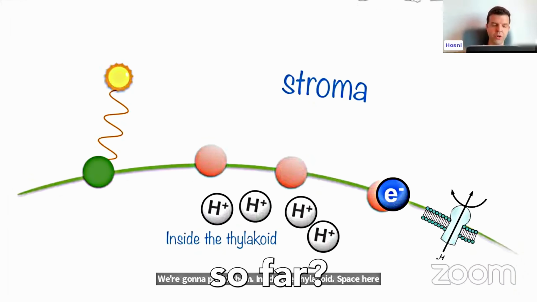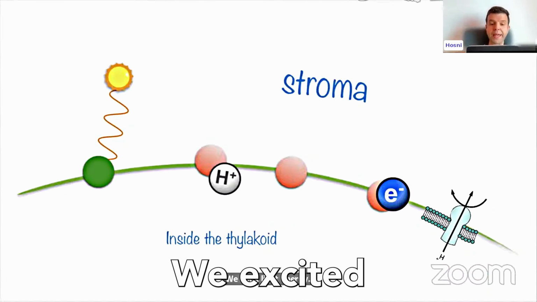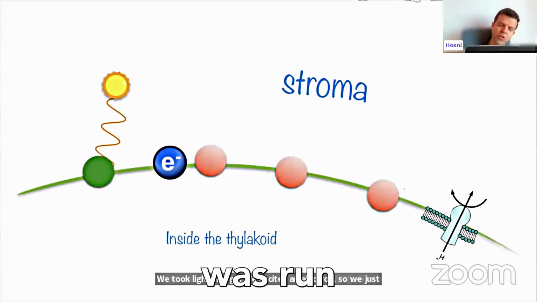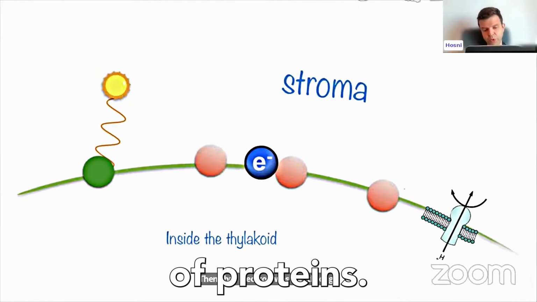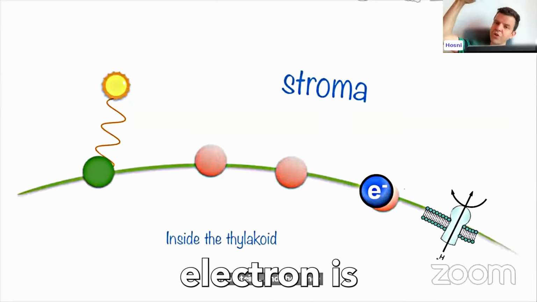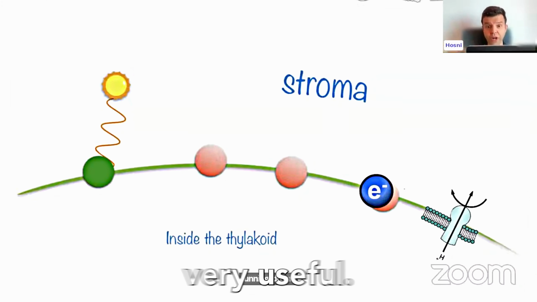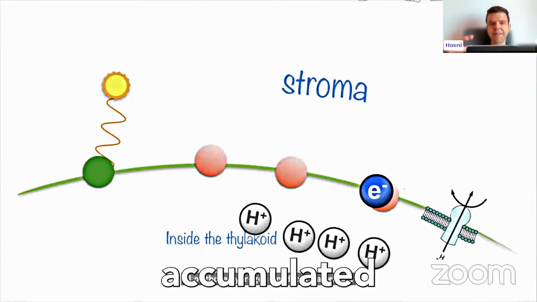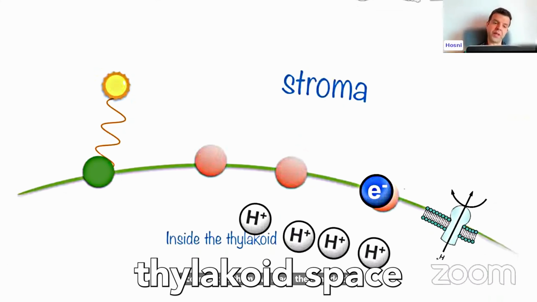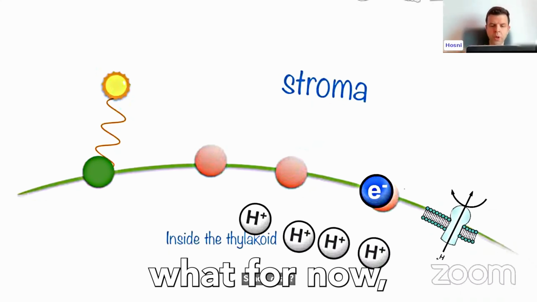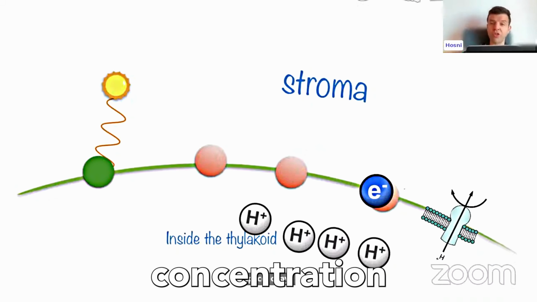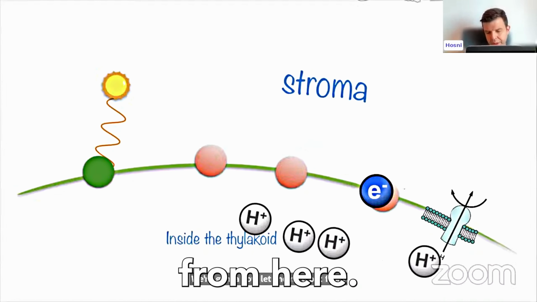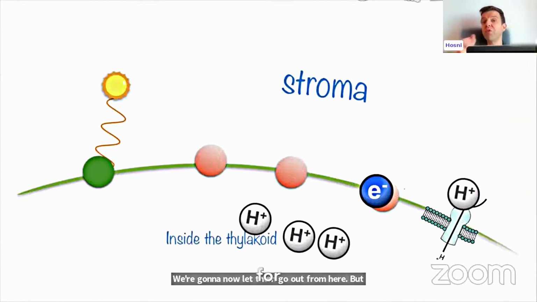Again, what have we done so far? We took light energy, we excited an electron, so we just made an electron go into a higher state. Then that electron was run through a circuit or a chain of proteins. And while this electron is running down, we use that energy for something very useful. We took all of those hydrogen ions from water and we stacked them inside the thylakoid space. Now, we built up a high concentration of protons inside the thylakoid space. We're going to now let them all go out from here. But while they're coming out, we're going to use them for something even more useful.